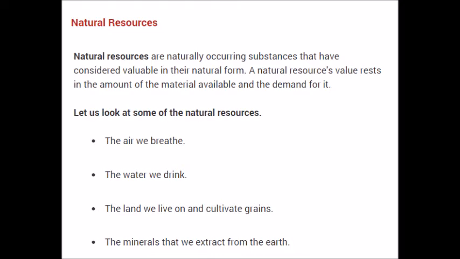Natural resources are naturally occurring substances that are considered valuable in their natural form. A natural resource's value rests in the amount of the material available and the demand for it. Let us look at some of the natural resources.